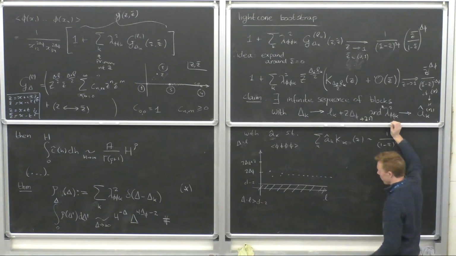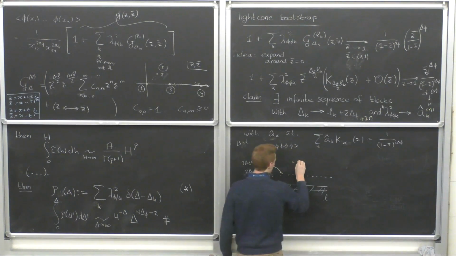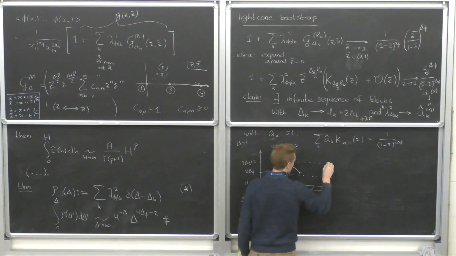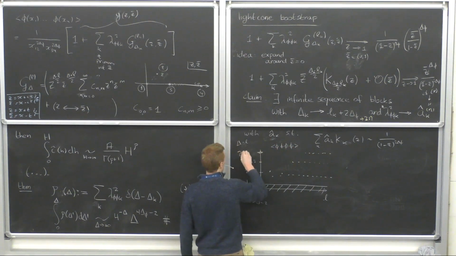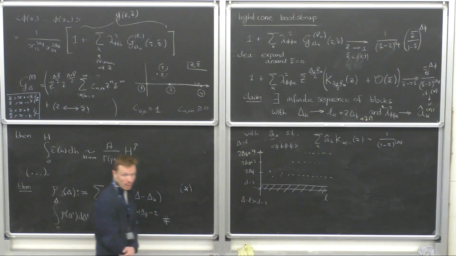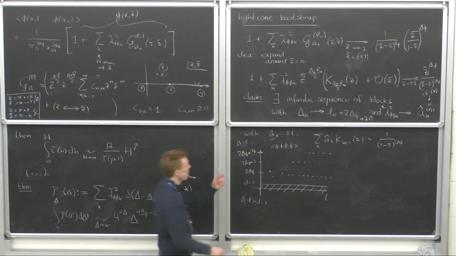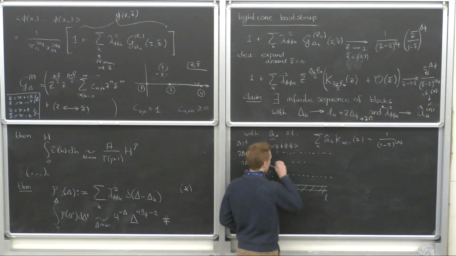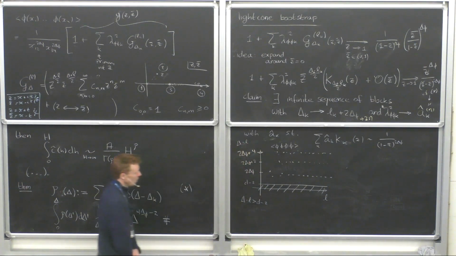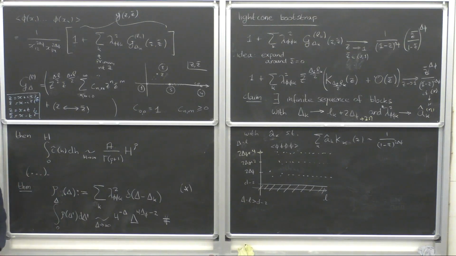And the lambdas do whatever they have to do. And so you will find the same result for 2 delta phi plus 2 and 2 delta phi plus 4, and so on. So this is the picture of the spectrum that we learn from this light cone argument.